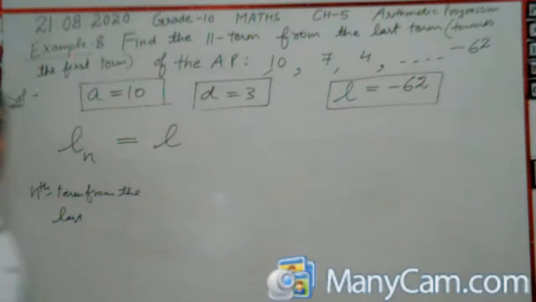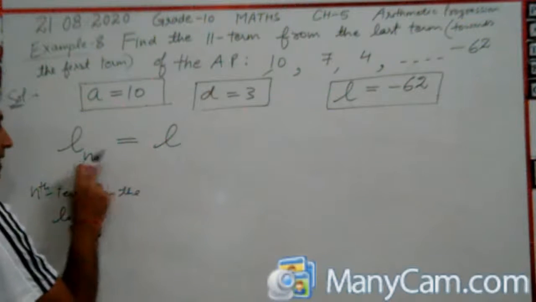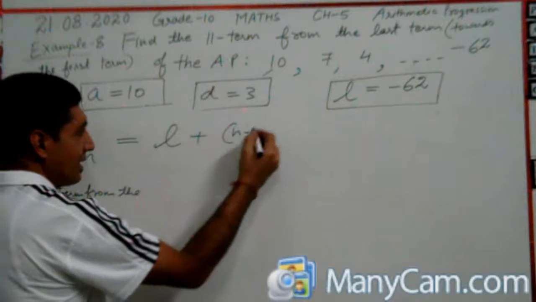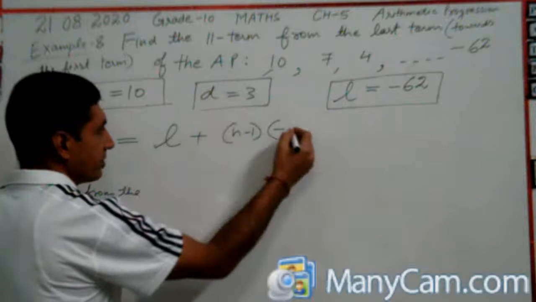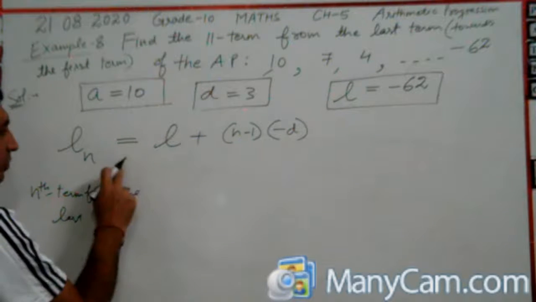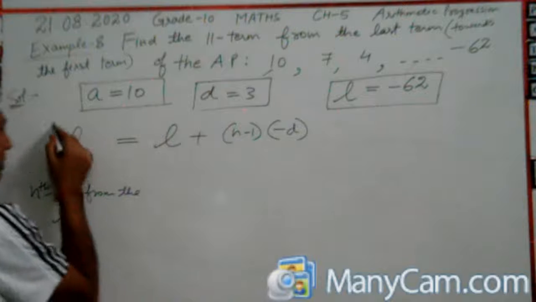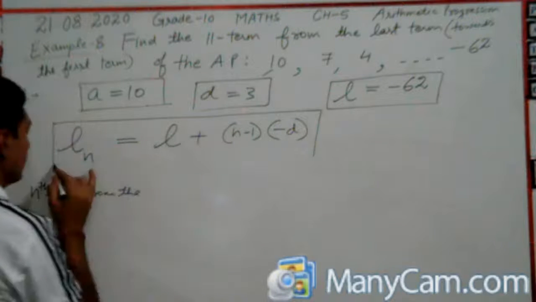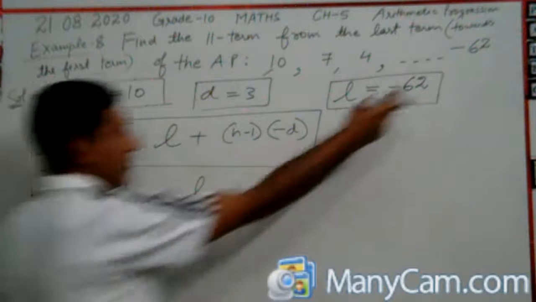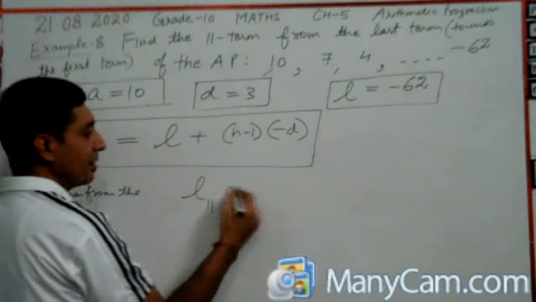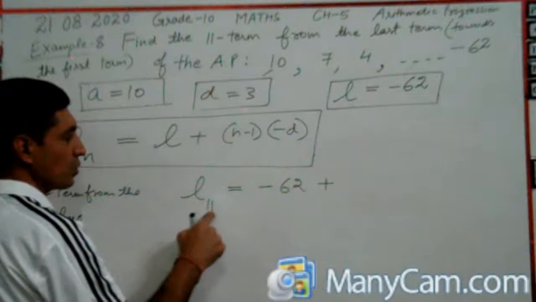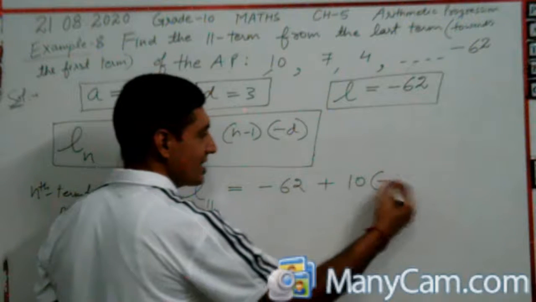So what is the formula here? The formula is: the nth term from the last is equal to the last term plus n minus 1 into minus d. We take d as negative, so please note down this is minus d. This is the formula here, and this is how we find the 11th term from the last. Directly, we can write the 11th term from the last: the last term plus n minus 1, that is 11 minus 1, that is 10, times d, which is minus 3.